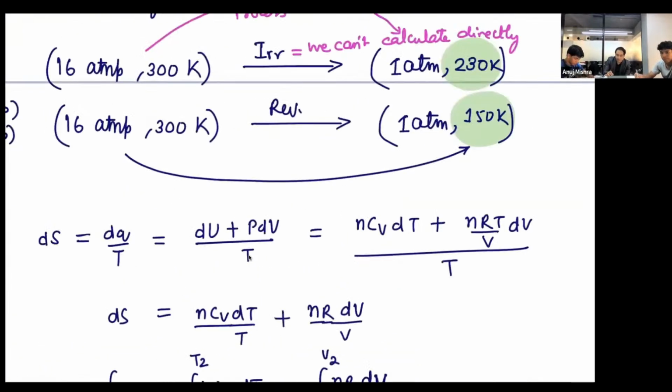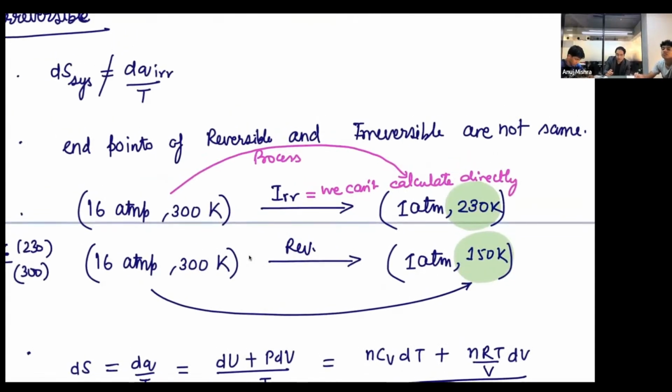Coming to the current question. The current question was, we are going from 16 atmosphere 300 Kelvin to 1 atmosphere 150 Kelvin. That was irreversible. Sorry, that was reversible. 16 atmosphere 300 Kelvin to 1 atmosphere 230 Kelvin. That was irreversible. So we were solving the irreversible case, and for the irreversible case, we are supposed to solve delta S system.